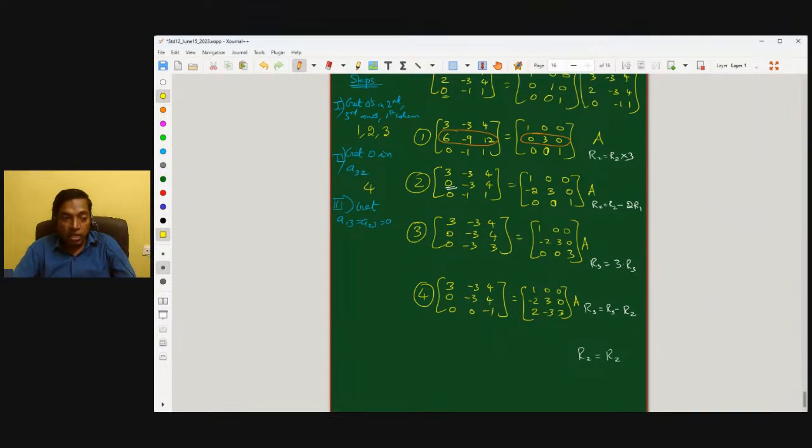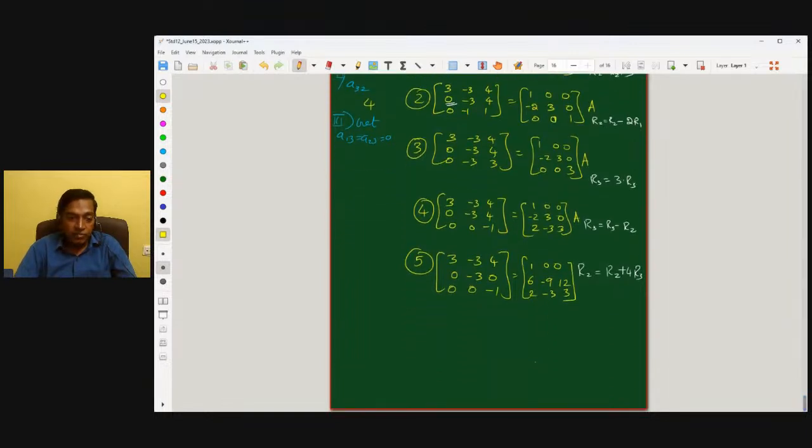Now I do R2 is equal to R2 plus 4R3. So this will give 3 minus 3, 4, 0 minus 3, sorry, 0 minus 3, 0, 0, 0 minus 1, 1, 0, 0 plus 4R3. So this will be 8 minus 2 will become 6. Then this will become minus 9 and 12.